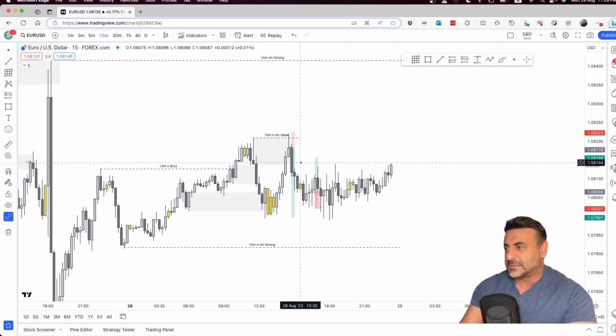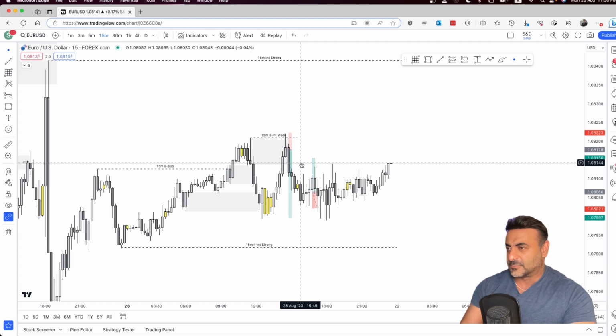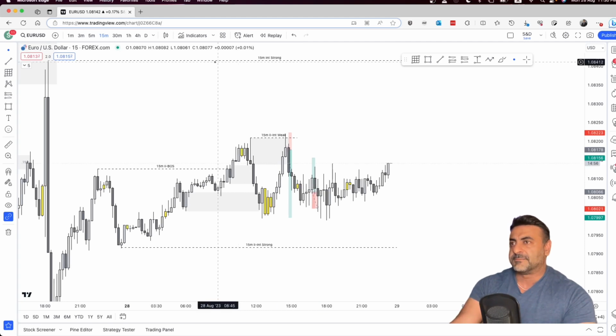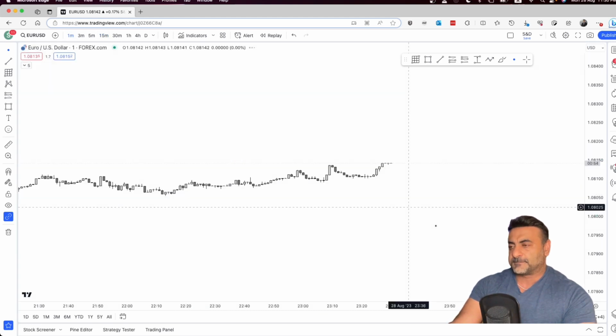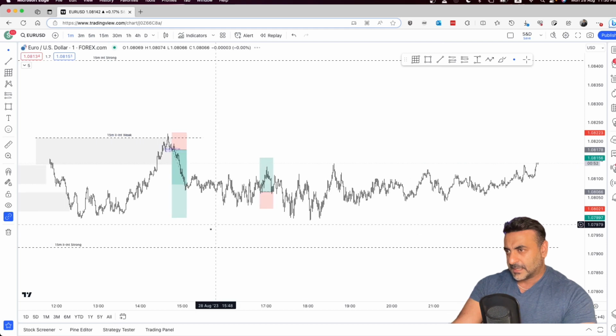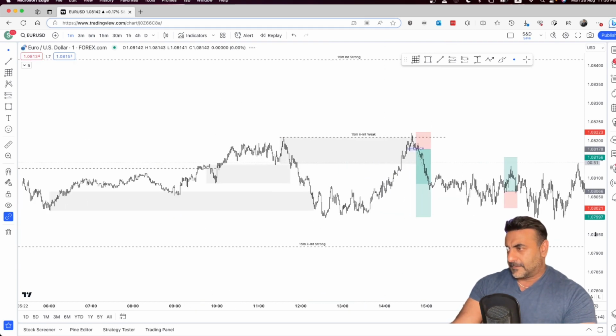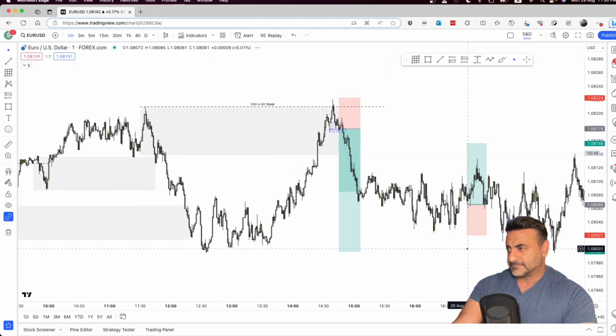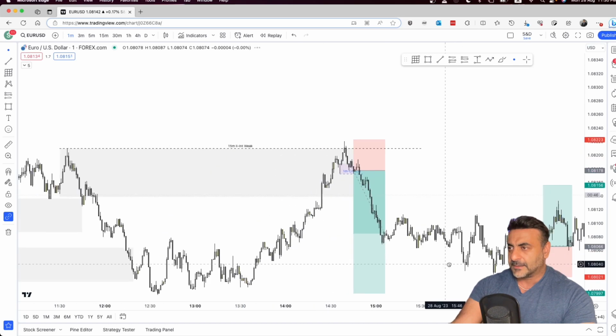To move market, you need liquidity. It's like fuel to a car, right? The car will not move unless you have fuel. Markets don't move unless there's liquidity there, right? So let's go down to 1 minute. What do we have here?